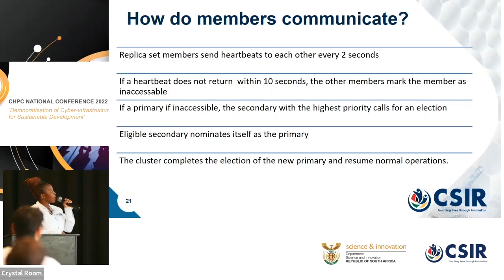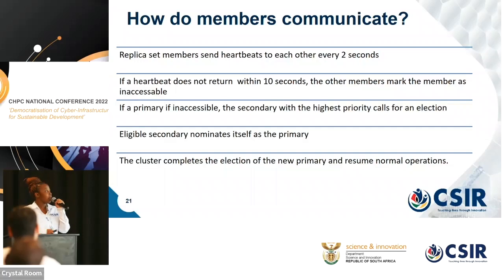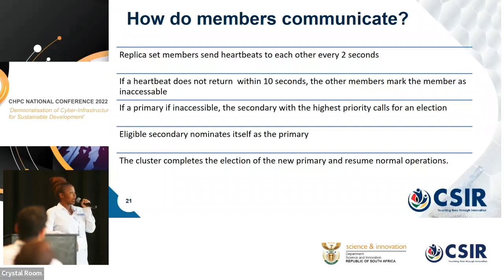But how do these members communicate? These members communicate through heartbeats every 2 seconds. If a heartbeat does not reply within 10 seconds, the members mark that member as inaccessible. If the primary is inaccessible, because it's responsible for reading and writing data, an eligible secondary selects itself as the primary for reading and writing data.